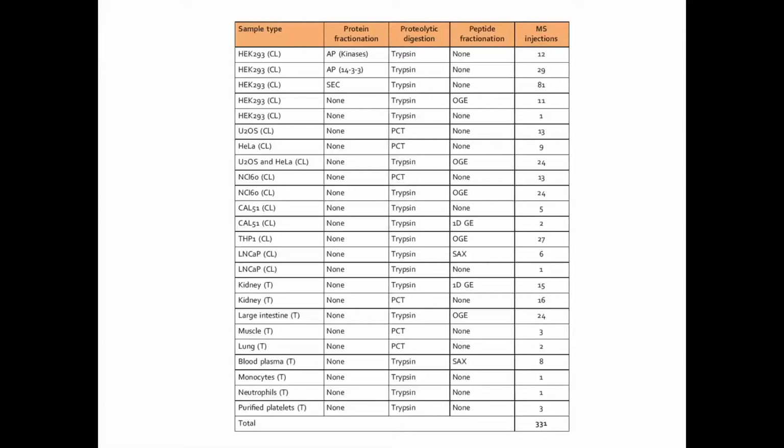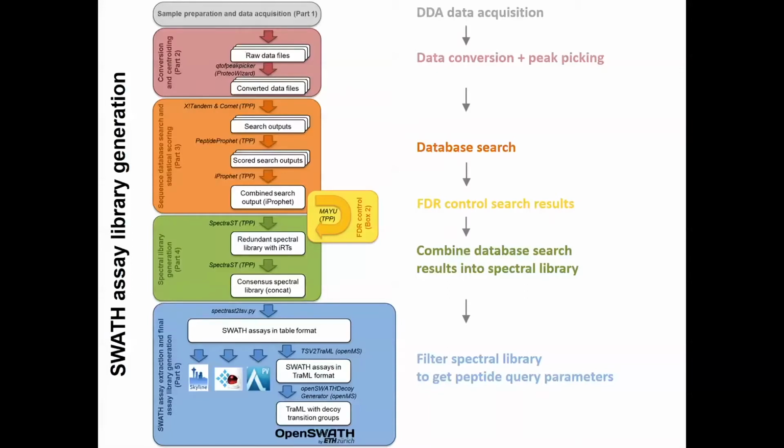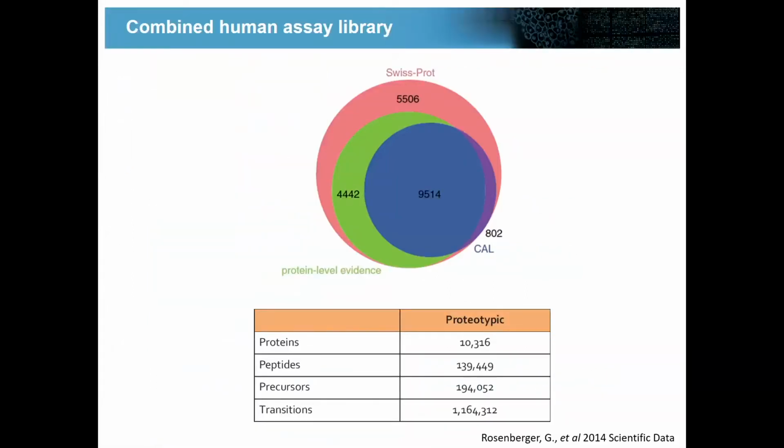Some of them had affinity purification and all sorts of stuff, and we just packed them all into a single search. We went through this protocol as I described it, and the results were something like this. We came up with around 10,000 proteins, about 140,000 peptides, and about 200,000 precursors.